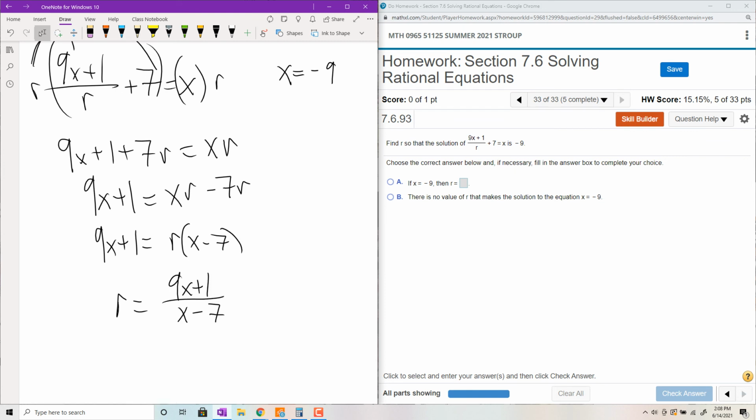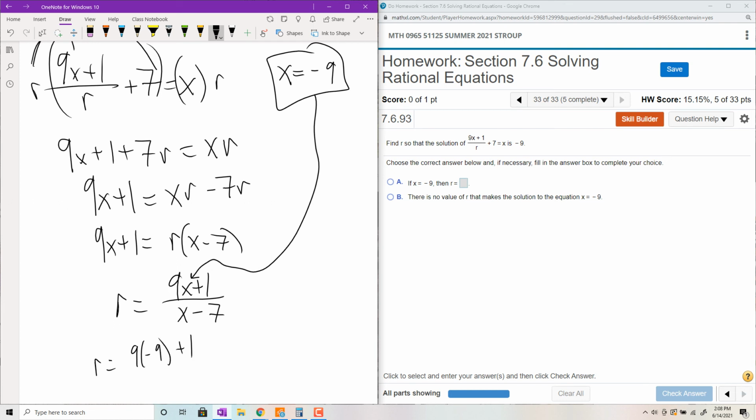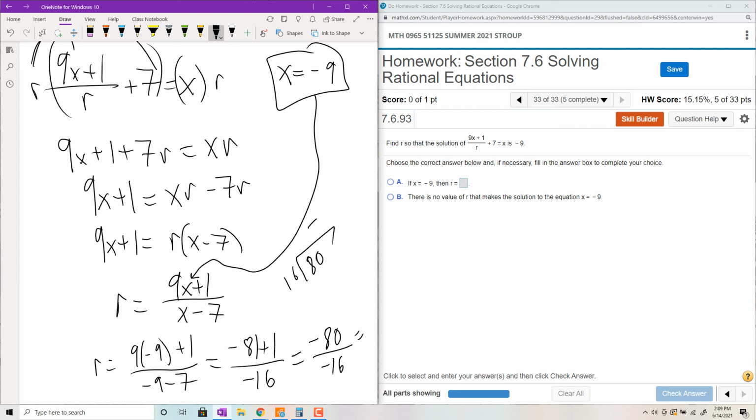And I want the solution to be x equal negative 9. So what I'm going to do here is just plug that in for x. So r would equal 9 times negative 9 plus 1 all over negative 9 minus 7, which is negative 81 plus 1 all over negative 16, which is negative 80 all over negative 16. I don't know what that is. 5 maybe? Yeah. Okay, so 5.